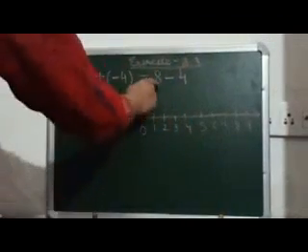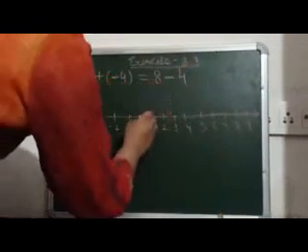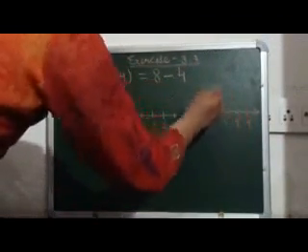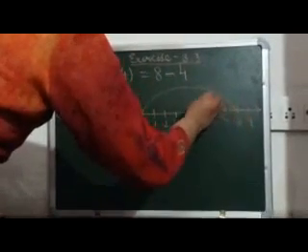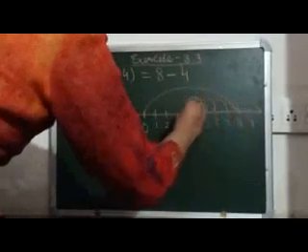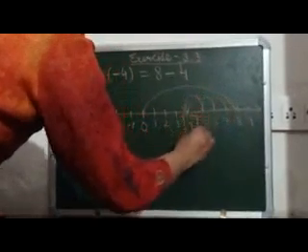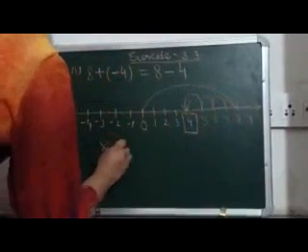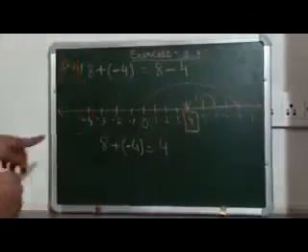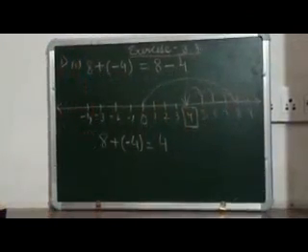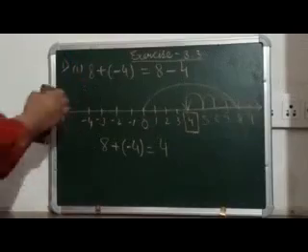That means first of all we have to find 8. So 8 is here. Then we have to subtract 4 from it. 1, 2, 3, 4. Where have we reached? At 4. So that means 8 plus minus 4 is equal to 4. So this is how we perform the sum using the number line. Let's take one more example.